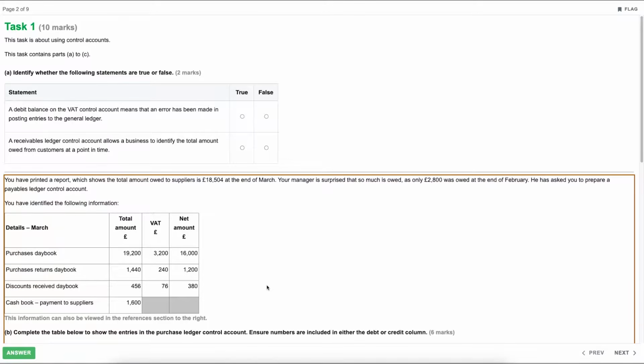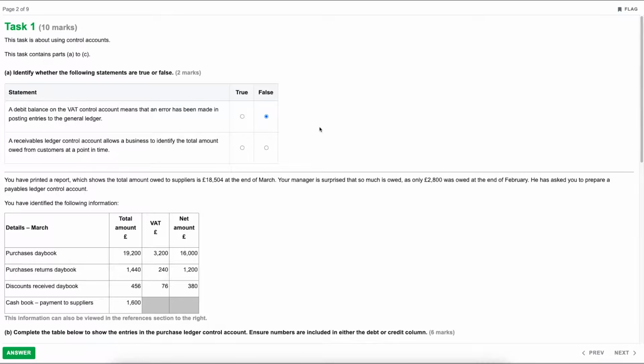So task 1 is worth 10 marks and is about using control accounts. This task contains parts A through to C. Part A then, identify whether the following statements are true or false. And this one's for 2 marks, so 1 mark each. A debit balance on the VAT control account means that an error has been made in posting entries to the general ledger. So this one would definitely be false.